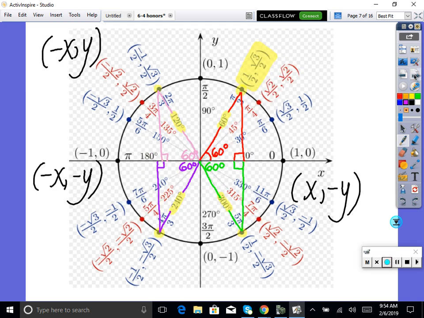Okay, and then same with 60 degrees. There's a distance of 60 from here to here, a distance of 60 from here to here. So 120 has a reference angle of 60 degrees. Does that make sense, everyone?